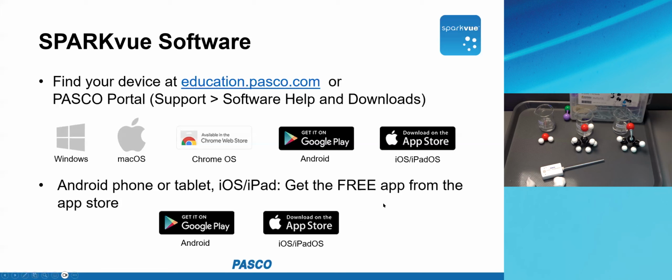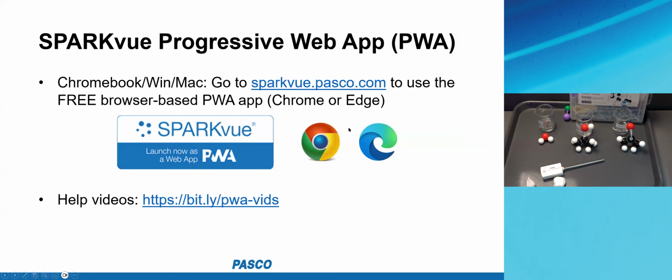So if you have a phone, it's free. Just go to your app store to get it. There's also a browser-based version that works only in Chrome and Edge browsers. How do you get there? I'll actually demonstrate this in a minute. You go to the website sparkvue.pasco.com, and it works very similarly to the app that you saw me just use, and I will use it later on today. So I'm going to drop that link in chat. That could take you to that, and also instructions on that I just gave on how to get SPARKvue software.